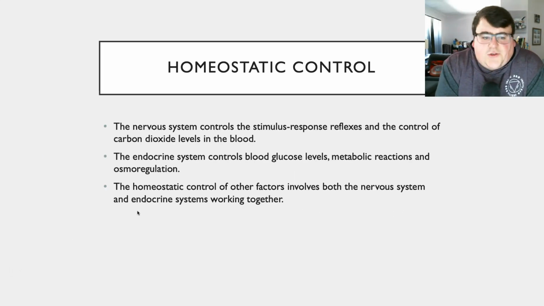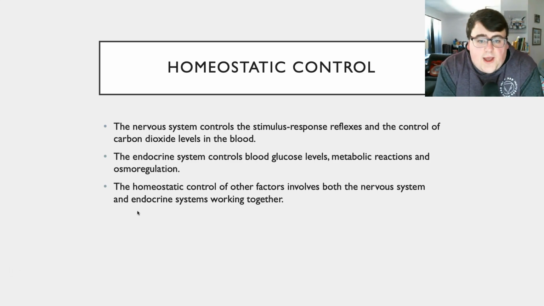So, homeostatic control, what is it? Homeostatic control is our body's way of keeping everything at the right tolerance ranges to ensure that our body works at optimum conditions. And our nervous system and our endocrine system are responsible for different components of that. For example, the nervous system is responsible for controlling the stimulus response as well as the reflexes, and also for controlling the carbon dioxide levels in our blood. Whereas the endocrine system is responsible for controlling blood glucose levels, our metabolic reactions, as well as osmoregulation.